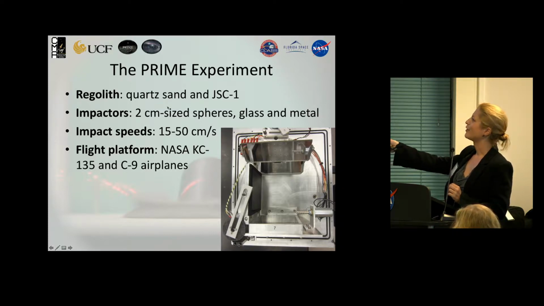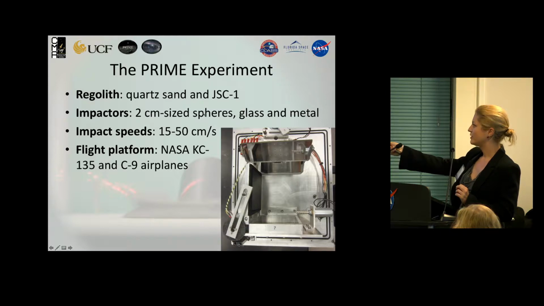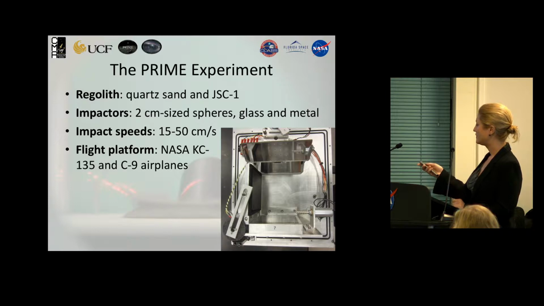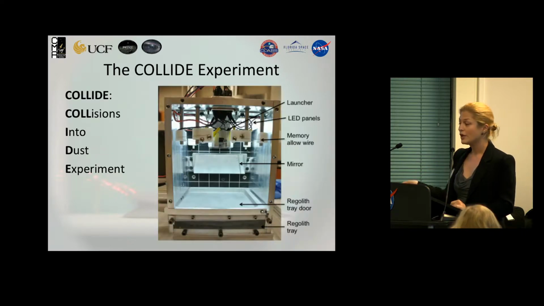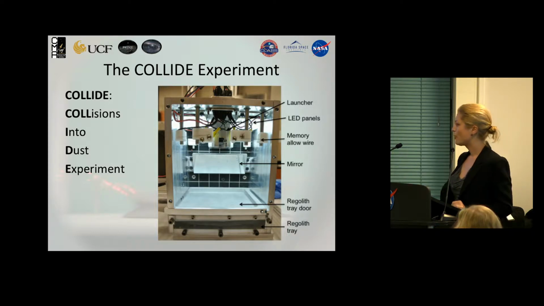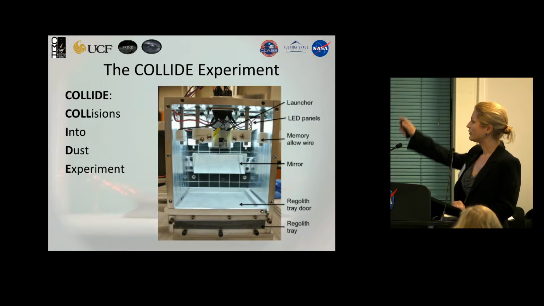Our impactors, as I just mentioned, are 2 centimeter sized spheres. And the speeds we're talking about, so the gentle poking happens here in the setup, are 15 to 50 centimeters per second. This setup flies on parabolic aircraft, and we have a very similar setup that flies on suborbital rockets. So same concept here. We have a tray at the bottom where we put our regolith simulant, and we launch a projectile from the top.